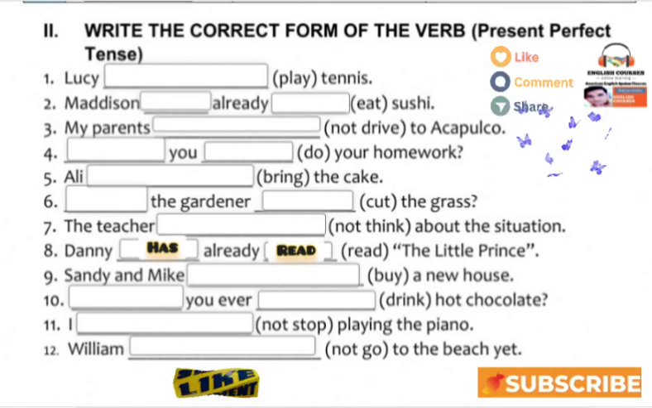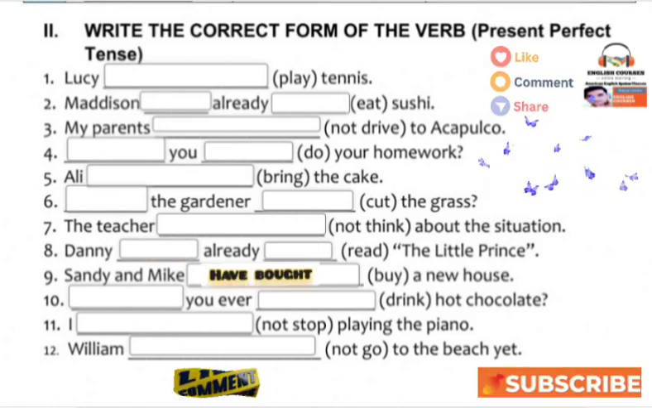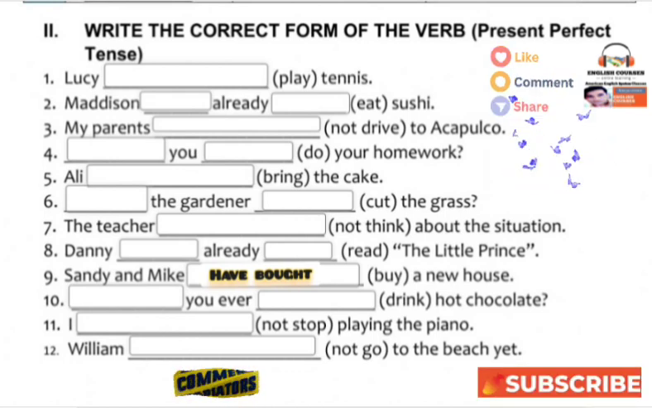Has read. In question number 9, you can see the subject is not singular, it is plural. That's why has won't be there. It would be have plus the third form of the verb. Sandy and Mike have bought a new house.